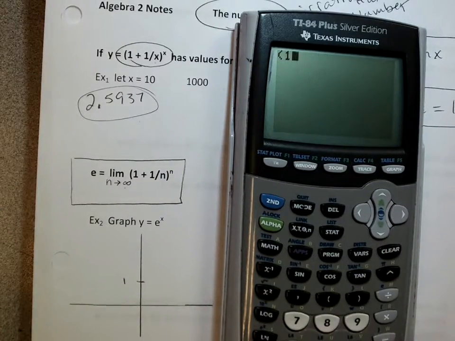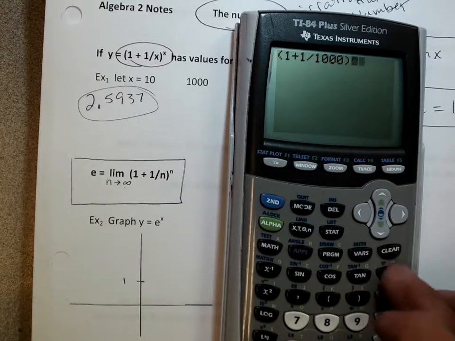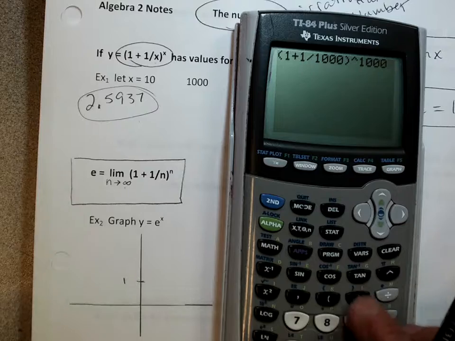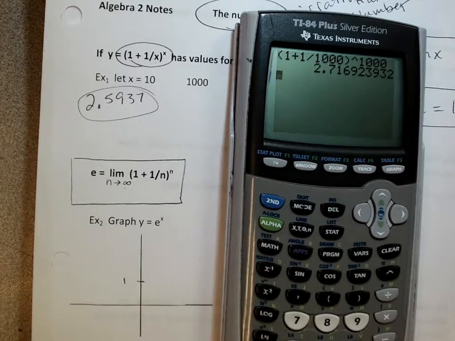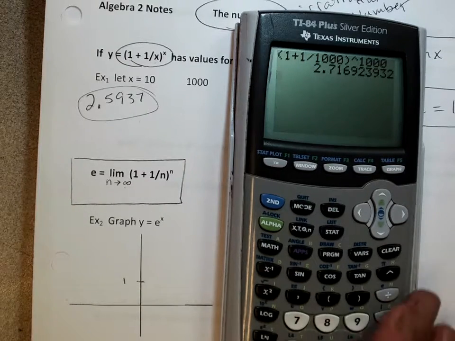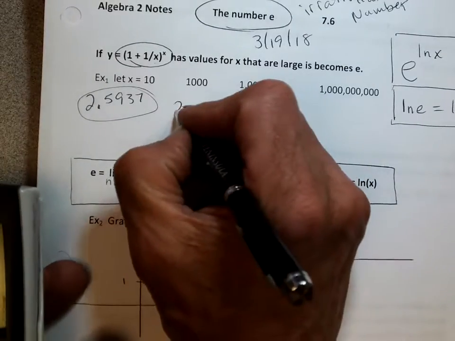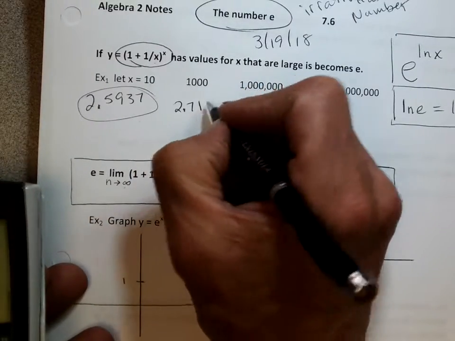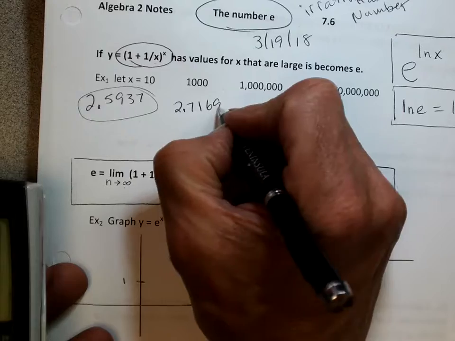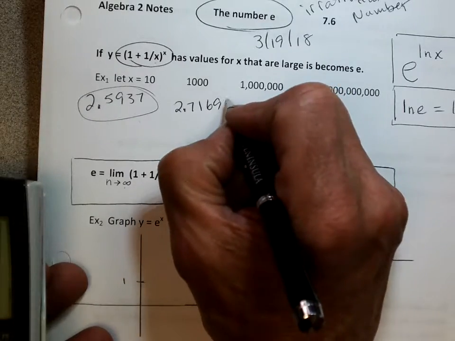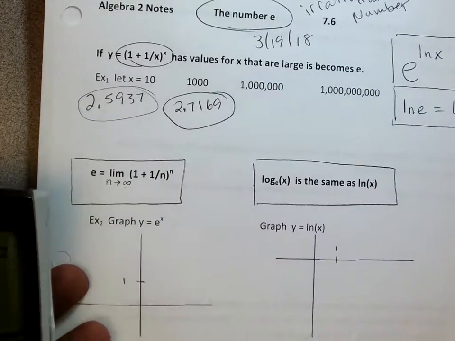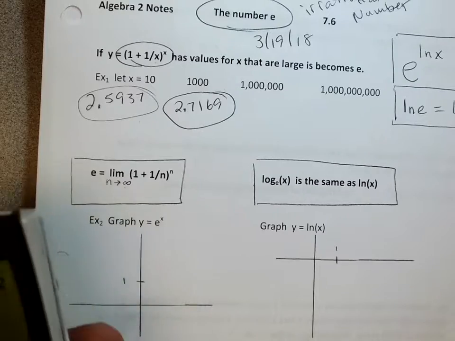I'll go 1 plus 1 divided by 1,000, to the 1,000. And this time it's a little bit closer to what the value of e is. So I get this time about 2.716923, blah, blah, blah, okay? It's getting closer to the number e.